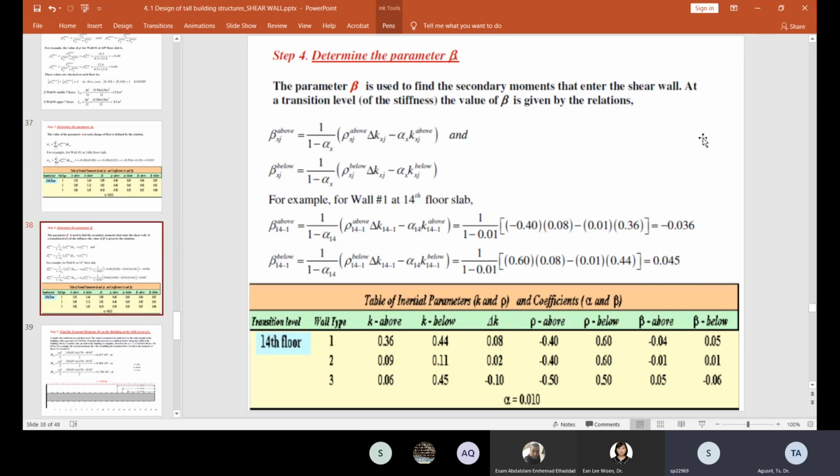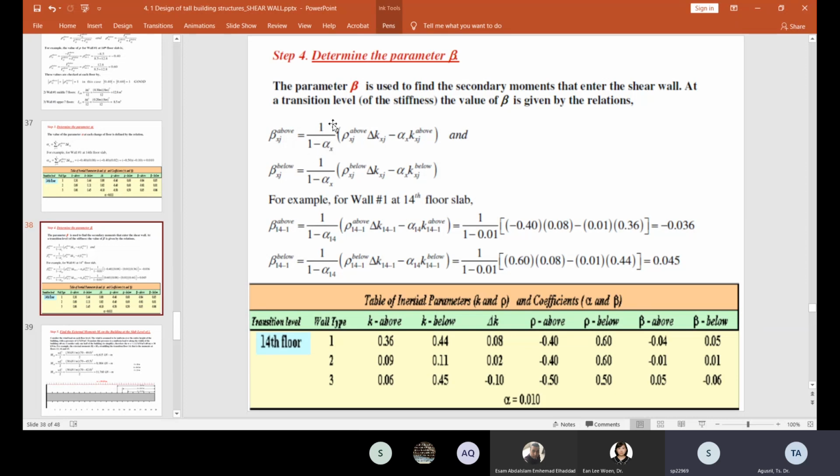after that we need to calculate the beta. So the parameter beta is used to find the secondary moment that enters the shear wall. Okay, so actually later we will have the primary moment and secondary moment. Okay, so the secondary moment depends on the beta value here. So how to get the beta? By using this equation. Okay, 1 divided by 1 minus alpha x.